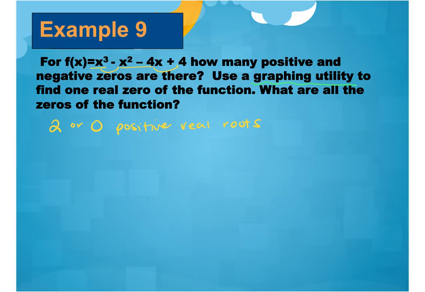Now let's change these to negatives. Negative x to the 3rd minus negative x squared minus 4 times negative x plus 4. I get negative x to the 3rd minus x squared plus 4x plus 4. And this time there's only one sign change. So 1 negative real root.